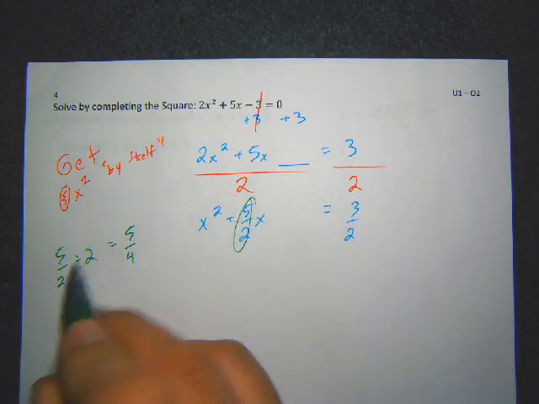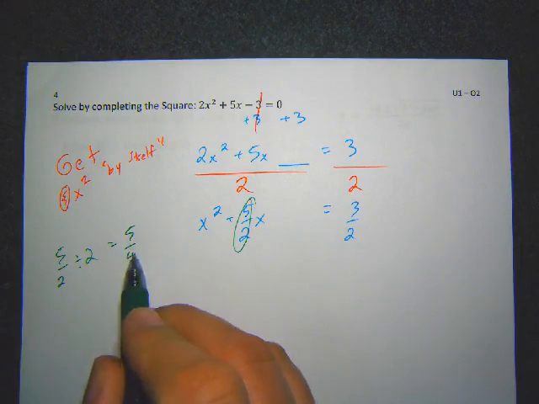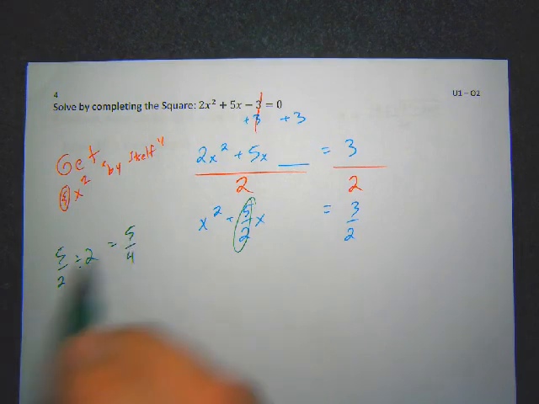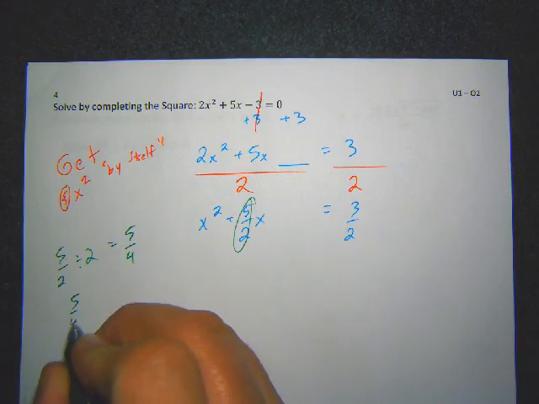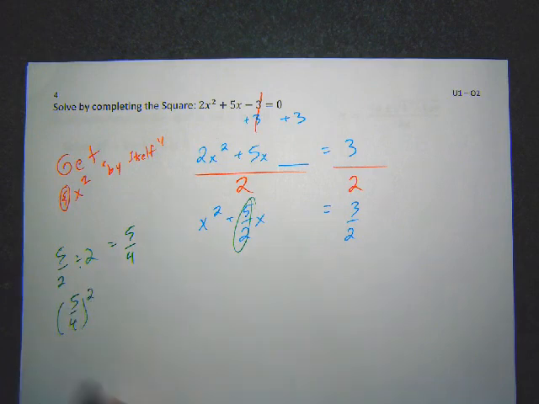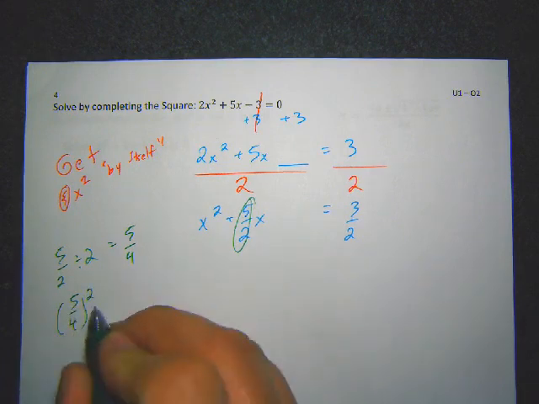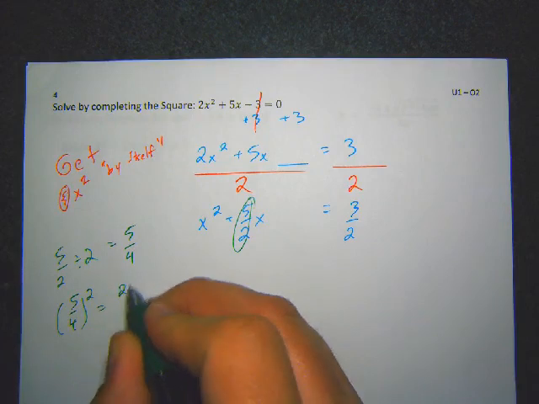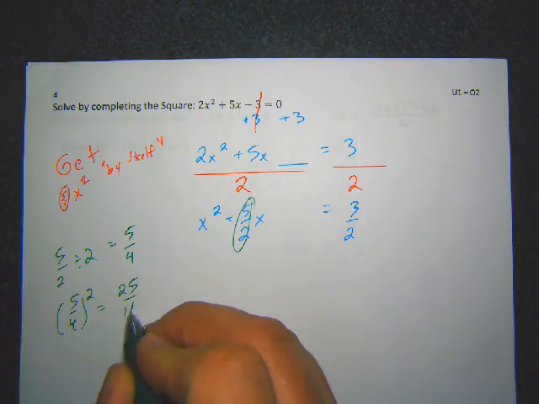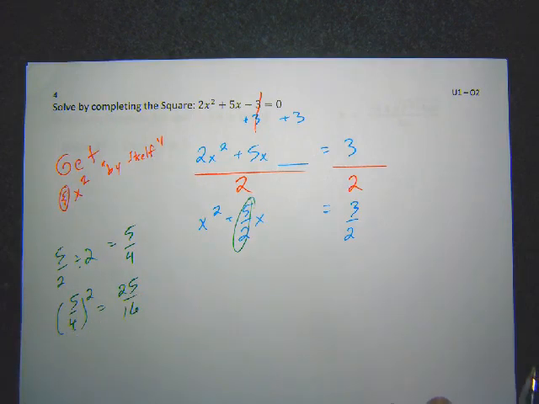Okay, so we doubled the bottom and got half of the value. So this is half of it. 5/4 is half. And then we take that number 5/4 and we square it. When you square it, you square the top and you square the bottom. So this top 5 times 5 gives you 25. Bottom 4 times 4 is 16. And that's what we're going to add into both sides.